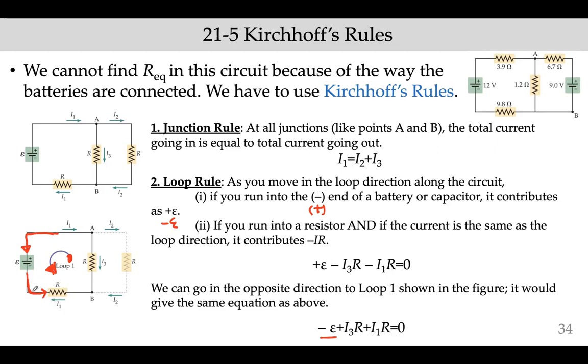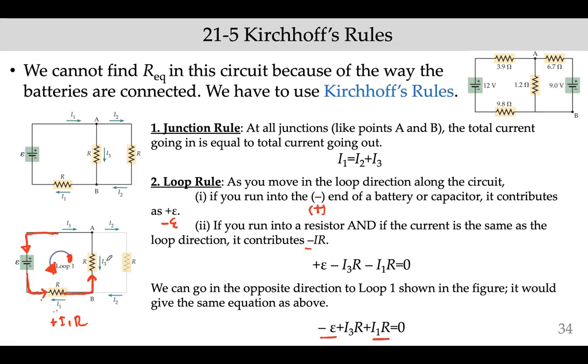The loop direction, the direction that I walk on the wire, and the current direction are opposite. If they were the same, they would contribute negative, but if they're opposite, then they will contribute positive I1R, which is here. And again, I continue, and then now I come here.